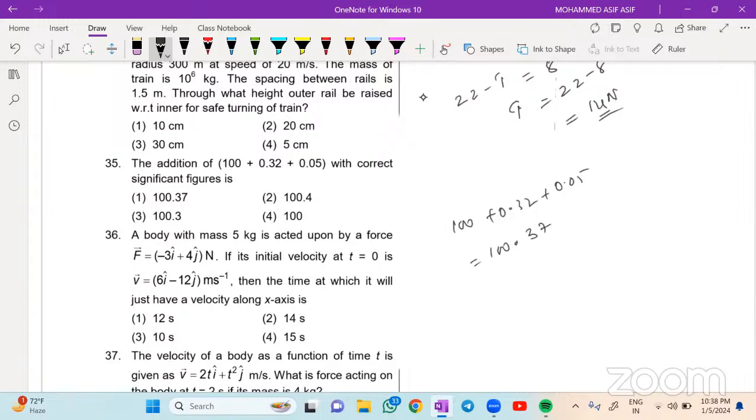If I'm using the significant figures, for addition, the result should be rounded off to 100. So the best option I can write for this one is 4.